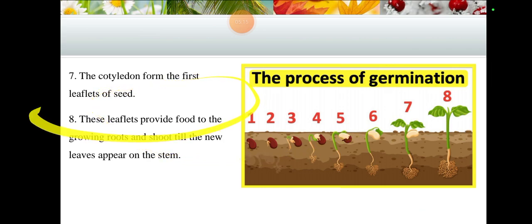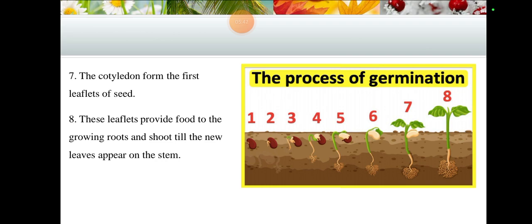Okay, then what are the seventh and eighth processes? Here are the seventh and eighth processes. The cotyledon forms the first leaflet of the seed. So the very first leaflet of the seed is formed by the cotyledon. In monocot plants there is one cotyledon, in dicot plants there are two cotyledons. So the cotyledon forms the first leaflet of any type of seed.